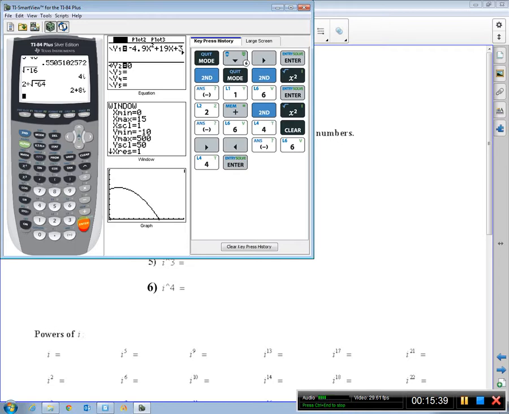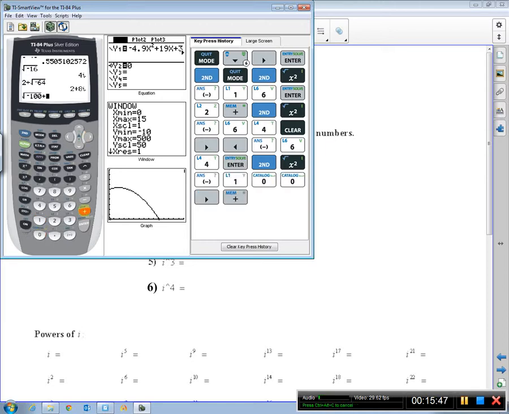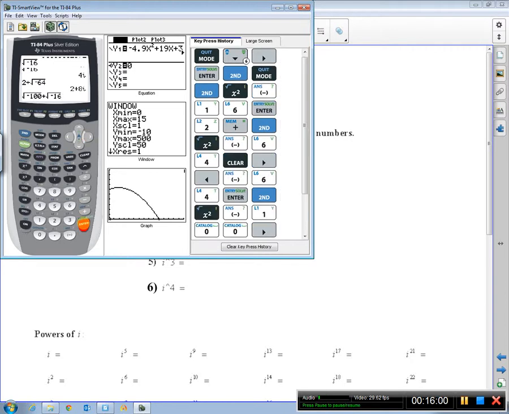Keep going. Square root of negative 100 plus square root of negative 16. Now predict ahead what this will be and hit enter when you're ready.